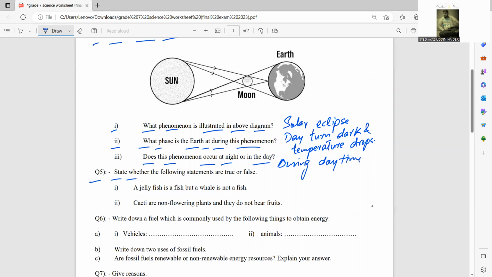Number 5, state whether the following statements are true or false. Number 1, a jellyfish is a fish, but whale is not a fish. This statement is true. The reason is that whales gives birth to live young ones, so it is mammal. It's not fish. Number 2, cacti are non-flowering plants and they do not bear fruits. This is false because cacti are flowering plants that produce seeds.